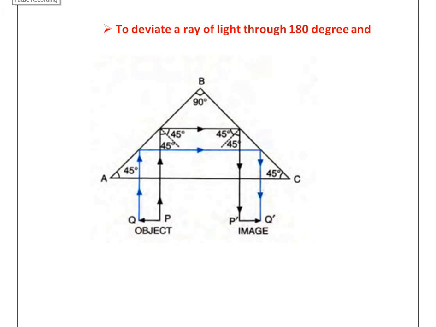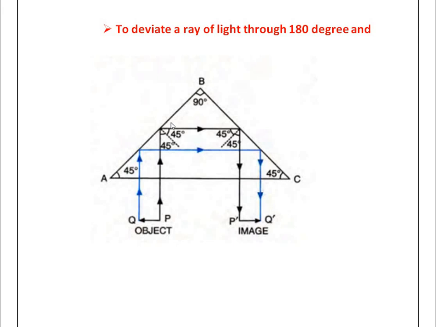So here this angle is 90 degree and these two are 45 degree. Here the beam of light from the object PQ falls normally on the surface AC, which is the hypotenuse of the prism.